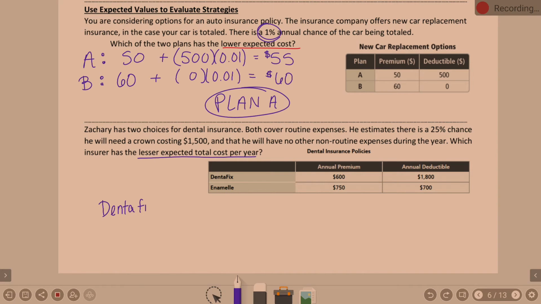Let's look at each of these. Let's look at Dentifix. Okay. What do we know about Dentifix? We're paying $600, right? That is our known guaranteed cost. Plus. Maybe he gets the crown fixed, maybe he doesn't. Yes? So what do we have to consider with the crown?